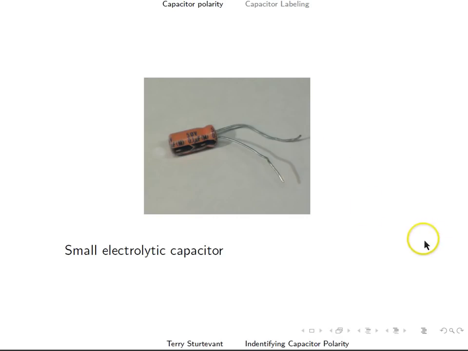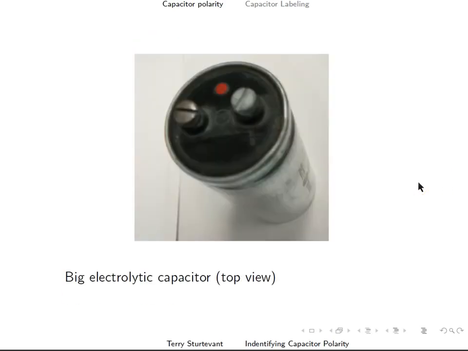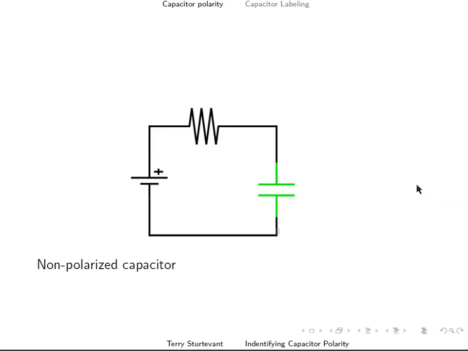Here's a small electrolytic capacitor, and you can see an indication on it of the minus sign indicating which pin is the negative pin. Here's a big electrolytic capacitor. Here's what it looks like from the top. Here's the label on the side. You see it's 11,000 microfarads, so that's big.